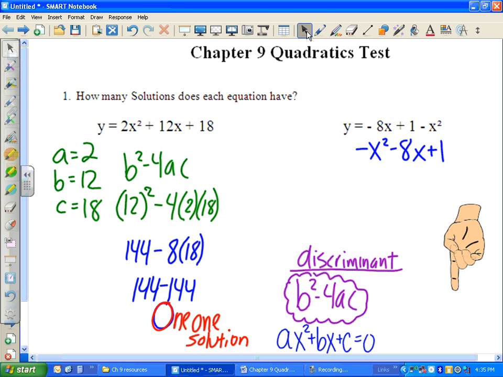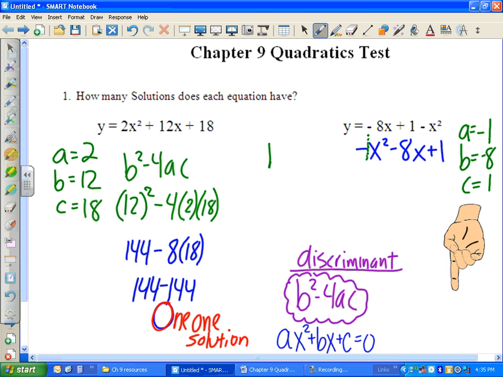All right, now we can figure out what A, B, and C are. So over here on my side, I'm going to write A equals, oh, what's A? A is a negative 1. Look, it's right in front of the x squared. That's a negative 1. B is negative 8. C is a 1. Okay, now we can figure it out.